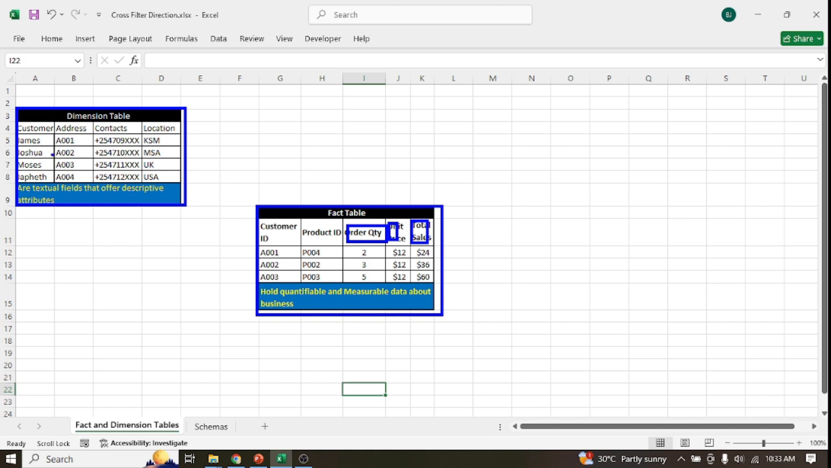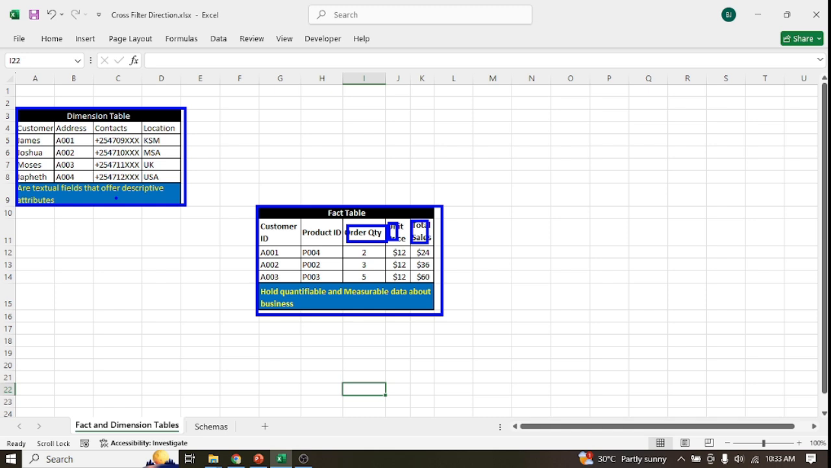Like now we have customer, we have customer name, we have customer address, we have customer contacts, we have location. So this is all about describing a given customer. We describe him by his name, by his address, by his contacts, by location. So we are saying that dimension table hold textual data, which are descriptive attributes about the facts. So the facts here, we are talking about the facts within the fact table.